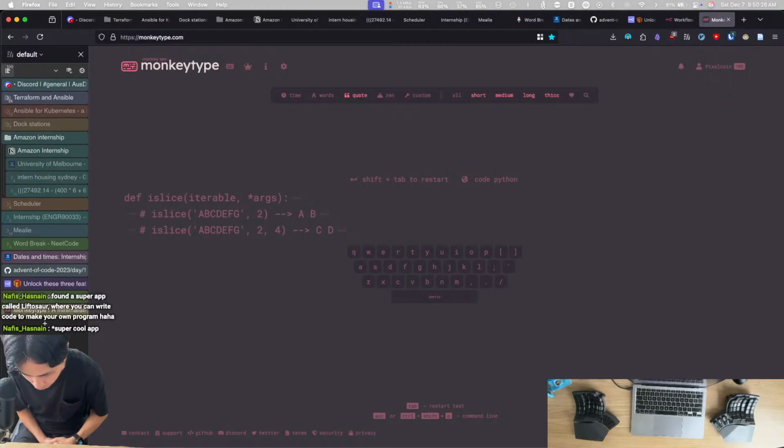Found an app called Liftosaur where you can write code to make your own program. Interesting. Write code to make your own program. As in, like, oh, in the sense that it's like monkey type practice.